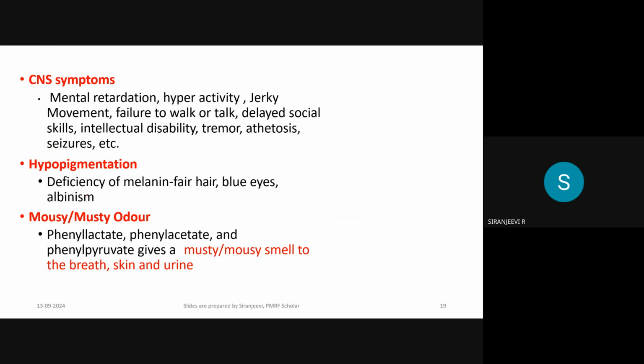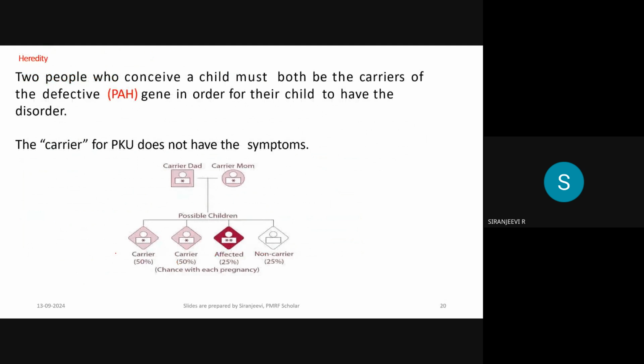Because phenylalanine is really important for the production of melanin, since dopamine and everything else is involved in melanin formation, this leads to a deficiency of melanin. That finally results in fair hair, blue eyes, and albinism. And then the urine and breath will have a mousy, musty odor due to the presence of phenyllactate, phenylacetate, and phenylpyruvate.